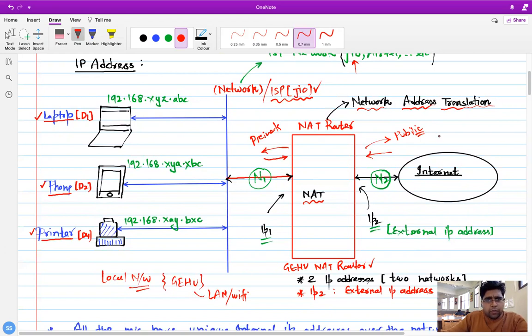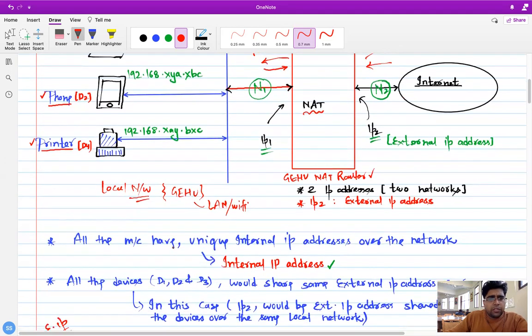For example, if a request is coming from the outside world, it would be the responsibility of the NAT router to send that particular request to that particular machine only, right? So in order to do that, all the devices connected in this local network would be unique, and it is the responsibility of NAT to figure out how to do that. So it provides a particular private IP for that particular machine. Okay, so in that case, all the machines have unique internal IP addresses over the network.